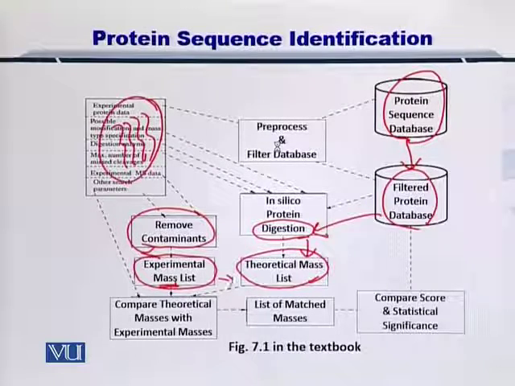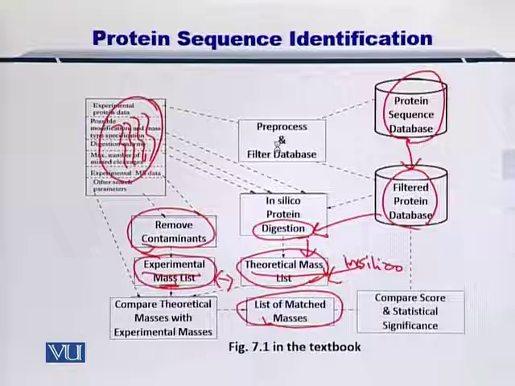And then you can compare these two lists, the experimental mass list and the theoretical mass list. So this is also called the in silico mass list. Okay, so once you compare them, then you can see which peptides match the most, and you can list the matched masses and score. So if you score, then you can obviously see which protein has the highest score, and that is most probably the protein. An important step at this stage is to evaluate the statistical significance of this matching process.